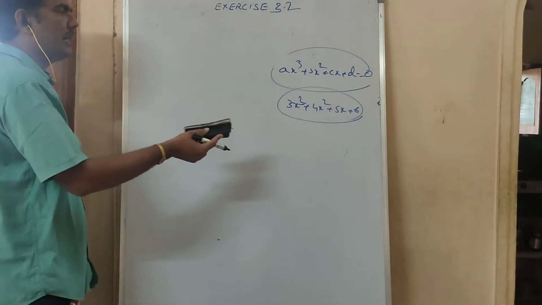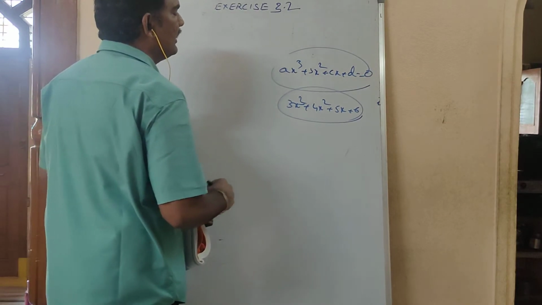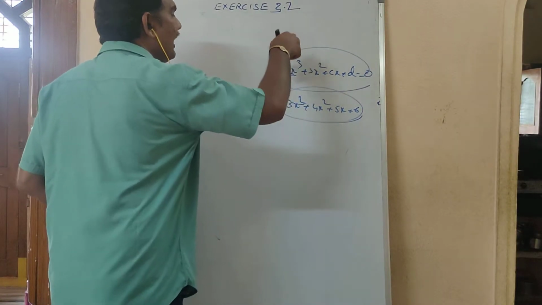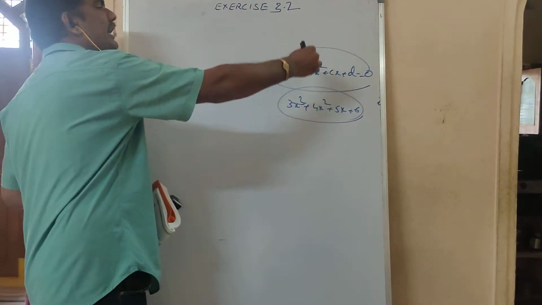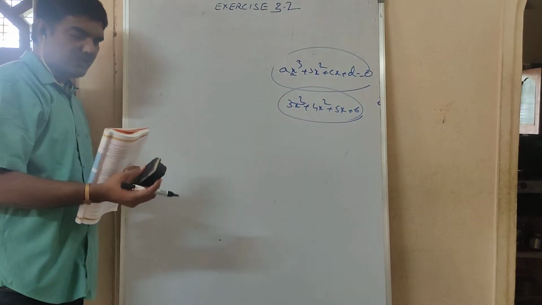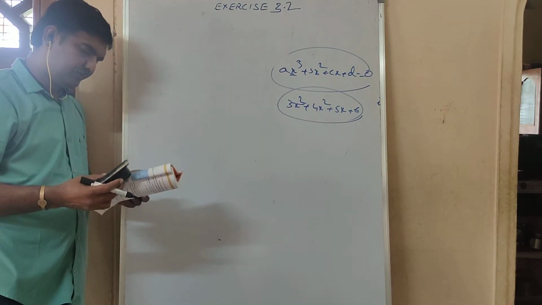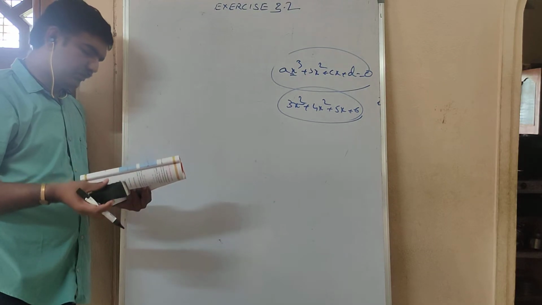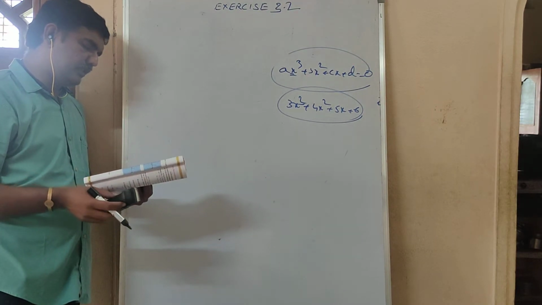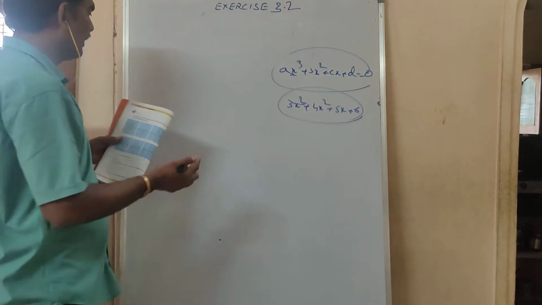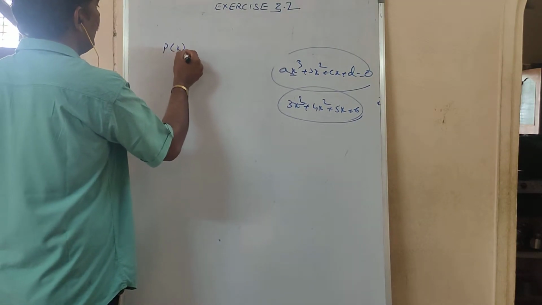What is the number of zeros? I already know about it. In place of x, whichever value you substitute to make the entire polynomial 0 is called a zero of the polynomial. The remaining you can do. Now the second question: find the zeros of the given polynomial.